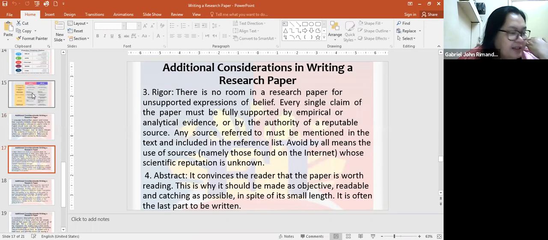Number 3 is rigor. When we say rigor, you have to be exact, you have to be careful in all your declarations in your research work. So every single claim of the paper must be fully supported by empirical or analytical evidence.